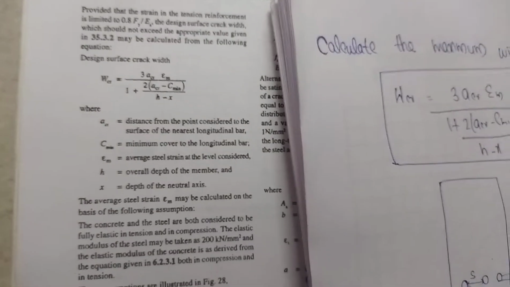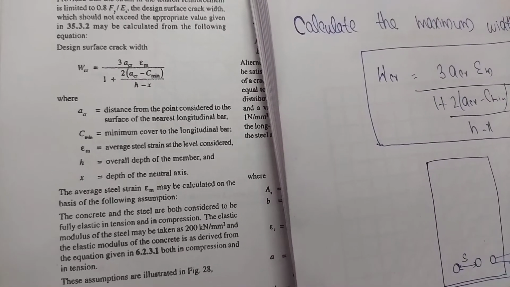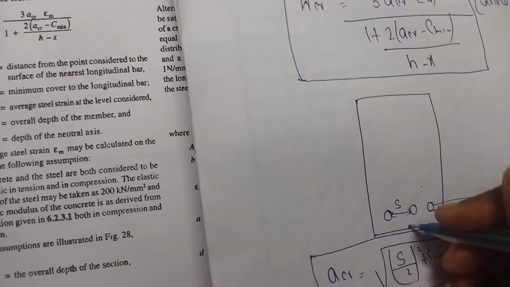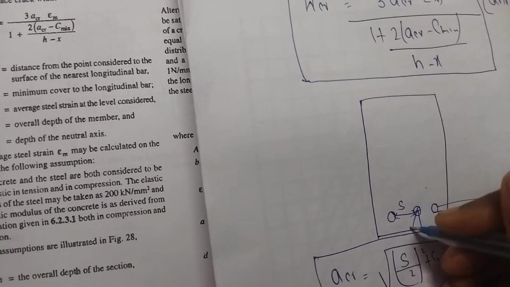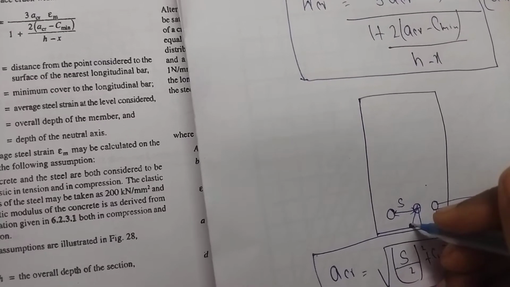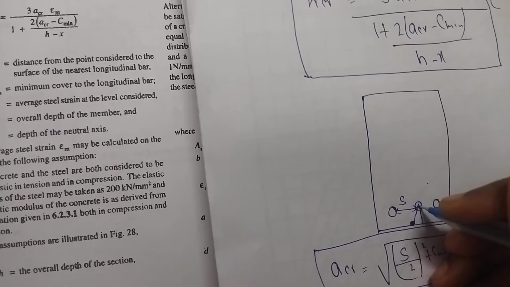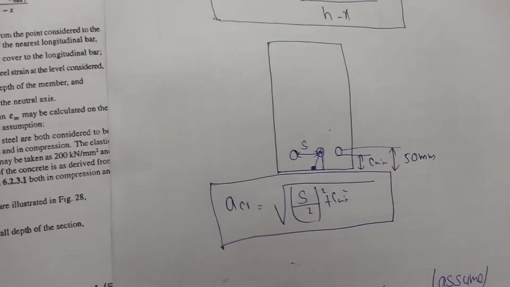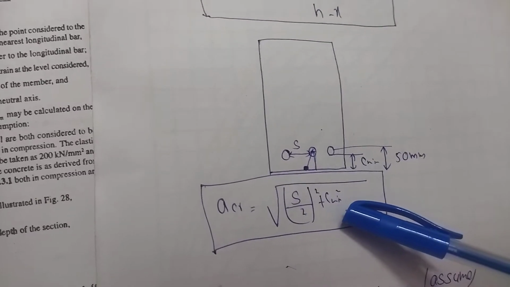What is ACR? ACR is the distance from the point considered to the surface of the longitudinal bar. If the crack occurs here, this is the crack occurring point. So ACR is the distance from this point to the nearest longitudinal bar. We want to learn by heart the equation for calculating ACR, that is root of (S divided by 2) the whole square plus C minimum, minus the bar radius.